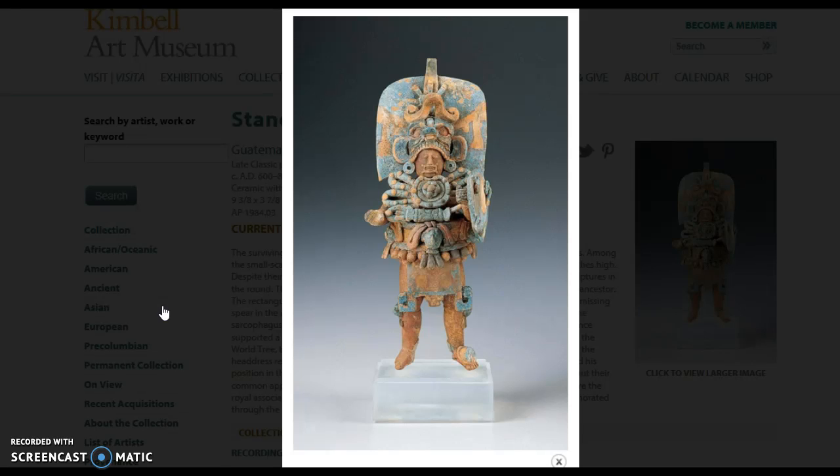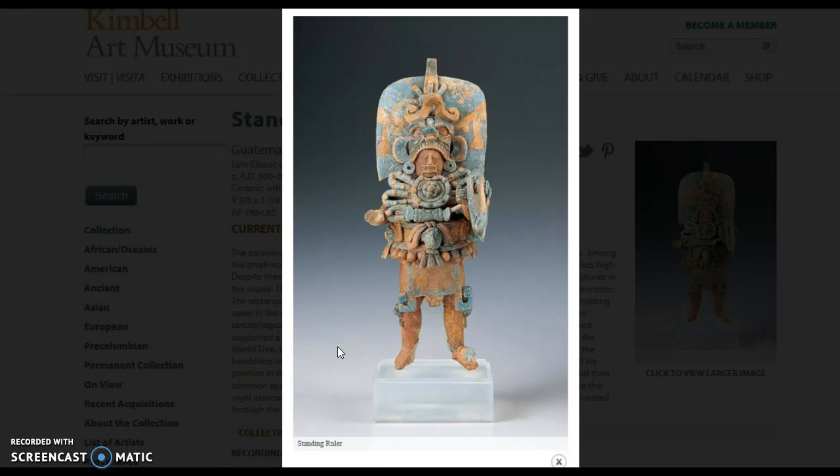So the first picture we have here is a picture of the standing ruler. Now this is from the Guatemala and Mayan culture. It was created during the late classical period, which is about AD 600 to 900. The figurine is of a Mayan lord, which is meant to represent an ancestor.